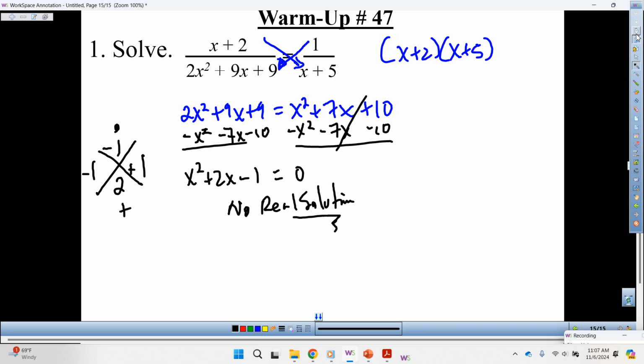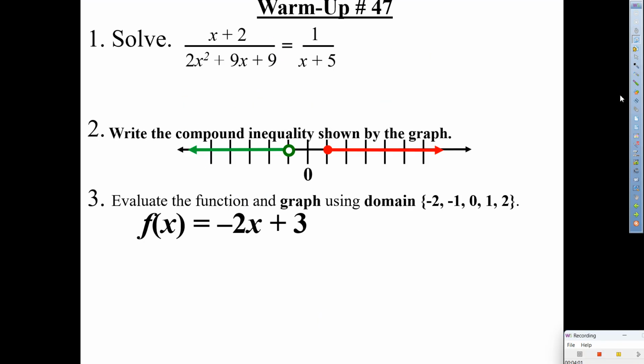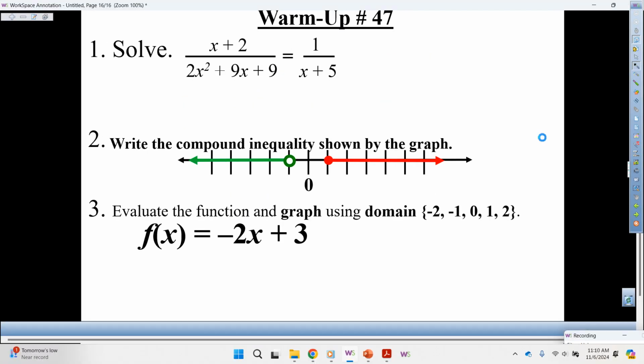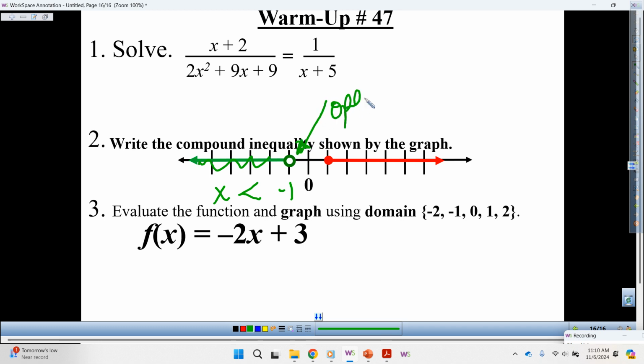Number 2. Write a compound inequality. Here we go. In green. Dividing point is at negative 1. All these are x. What are all these numbers compared to negative 1? Less than. Is this an open or closed point? Open, so there's no equal sign.